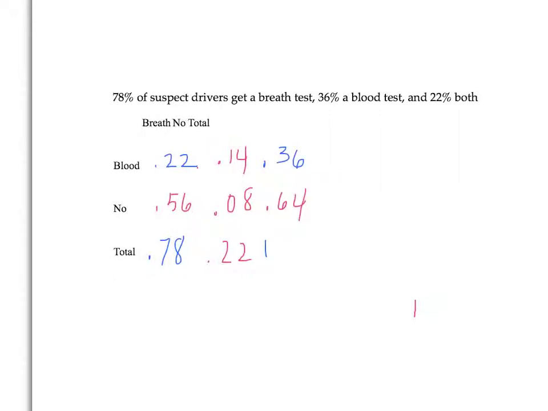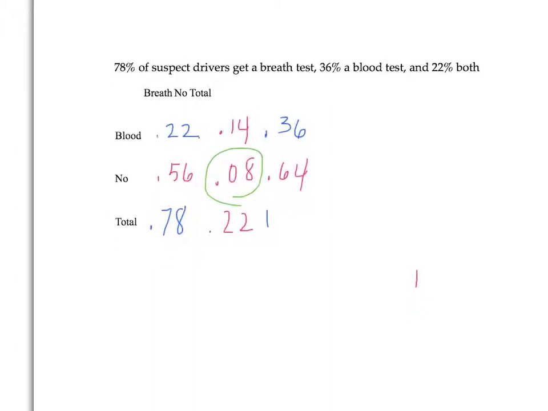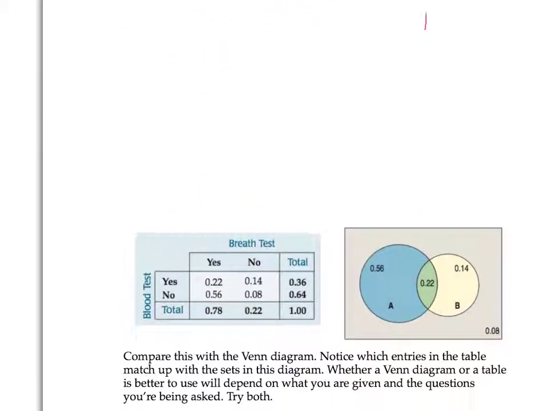The probability that they don't get both, that they get neither, it was 0.08, and that's right here. The probability that they get a test at all, 0.92. It's not obvious on here. So for me, the Venn diagram with this kind of problem is just easier. Here they are together.